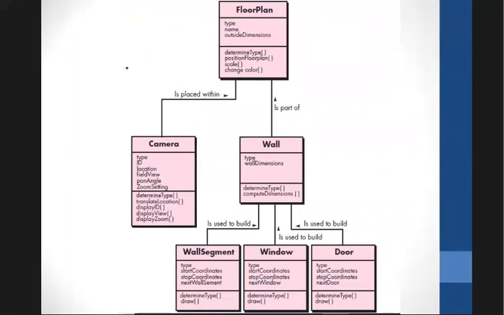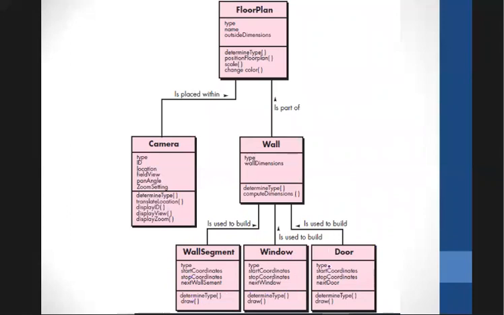Suppose you're making a structural diagram for a floor plan. There's a class diagram for a floor plan whenever you're designing a particular floor. Within the floor plan, you're going to have different cameras, that is for security. You're going to have different walls. Within walls, you're going to have different types of walls. You're going to have wall segments, windows, and doors. For each and every class, you're going to have its attributes and the operations.